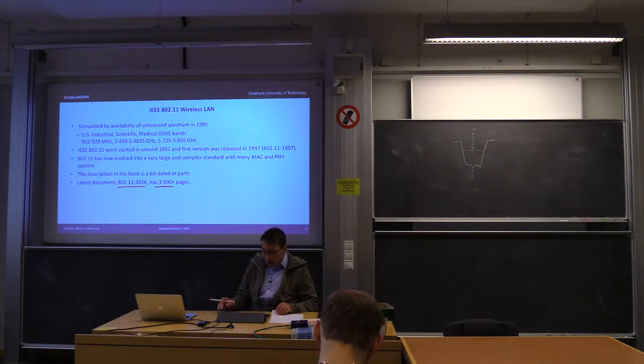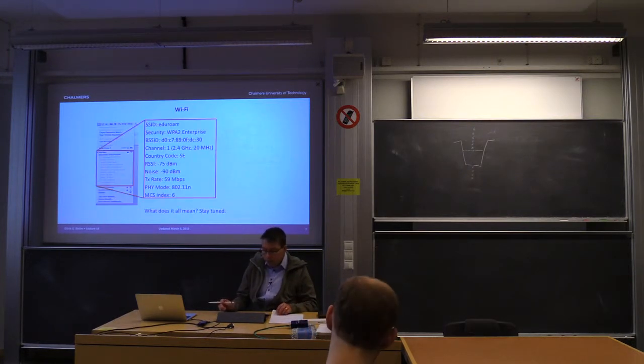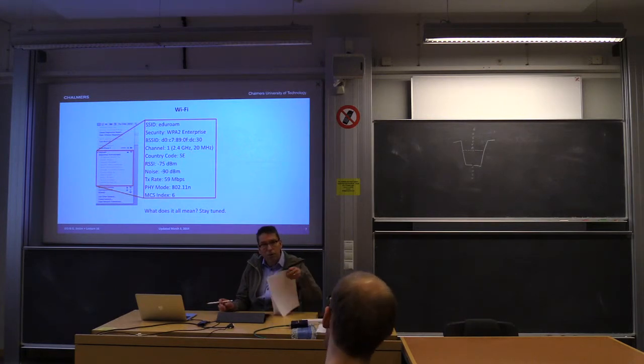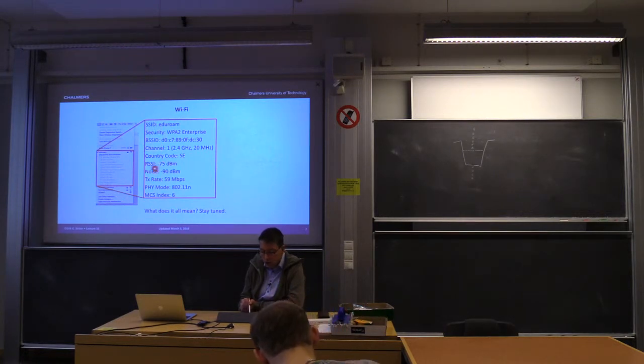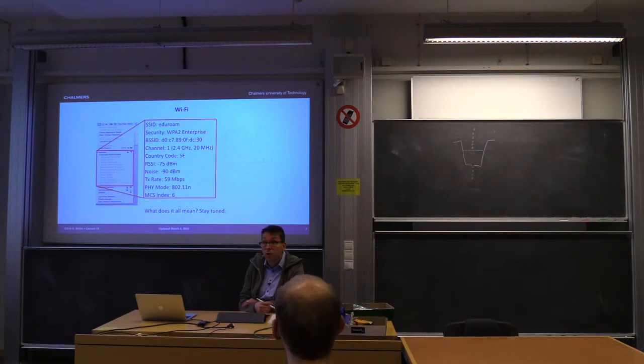Okay. So if one looks at how this works, this is a screenshot from my laptop. Maybe not this year, I have a new laptop now. But anyways, there are similar things on Windows, I'm sure. But there are a few things here. There's something called the SSID, the security, BSSID, channels, country code, RSSI, noise, transfer rate, physical mode, and MCS index. So what does all of this mean? And that's a few things we will touch on today, right?